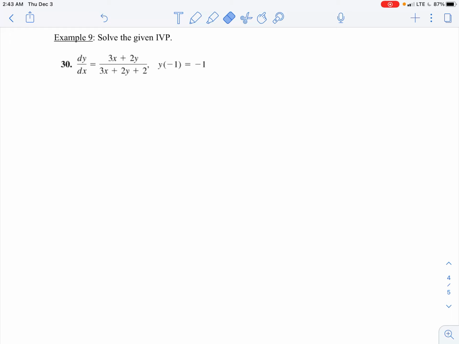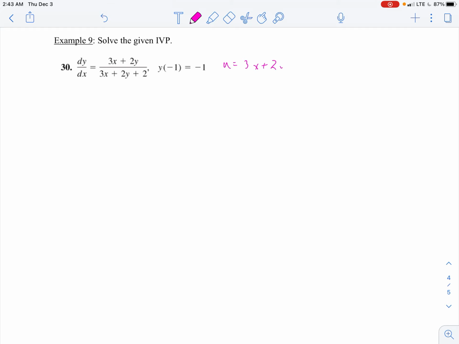Alright, so let's go ahead and solve our example 9, where in this case we have an initial value problem where when x is negative 1, y is negative 1. We're going to try this where we use substitution to reduce to separation of variables. So I realized on the top it's 3x plus 2y, on the bottom it's 3x plus 2y plus 2. And so when I do my u substitution, I want to simplify this as best I can. So I'm going to substitute using 3x plus 2y.